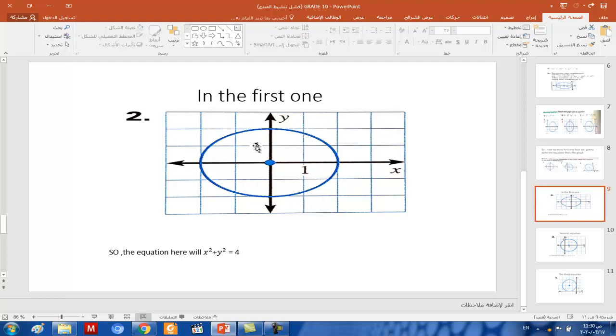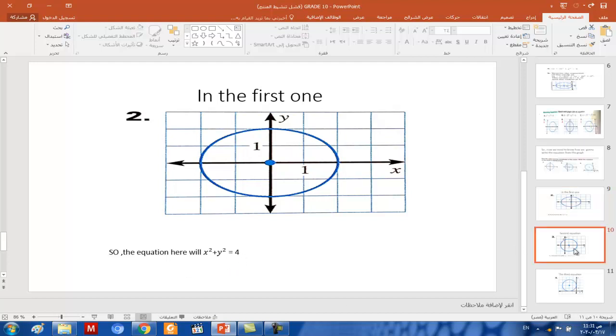In the first equation, we said it already, the center is 0 and 0 and the radius equals 2 units. If you don't have any number after x and y, the center point is the origin, so it's so easy to write the equation. x² + y² = radius², and the radius equals 2 units, so x² + y² = 2², which is 4. So the equation is x² + y² = 4.